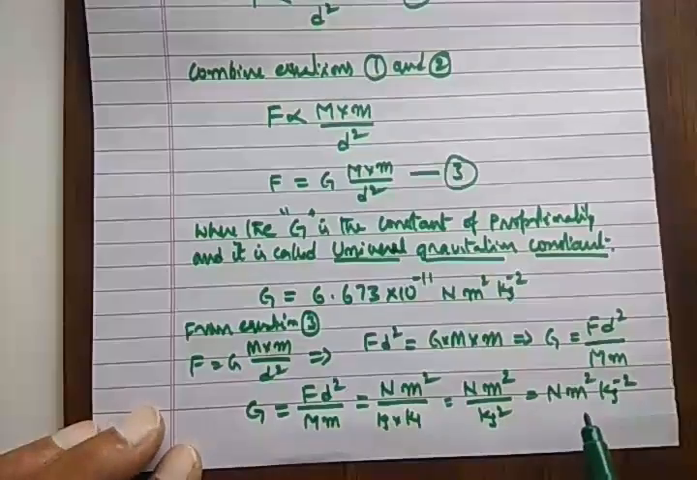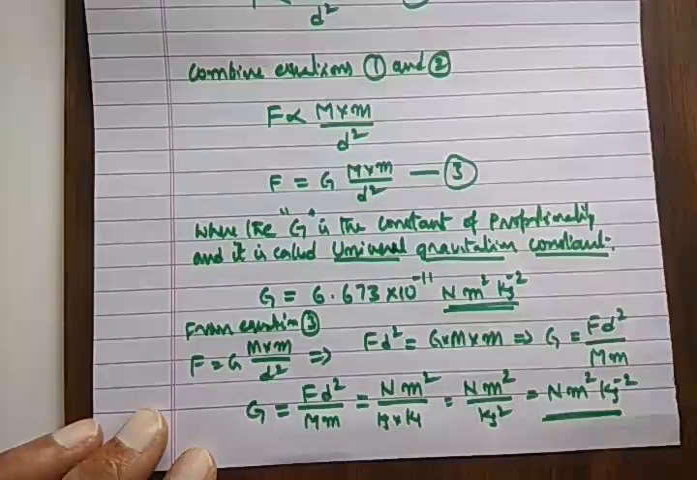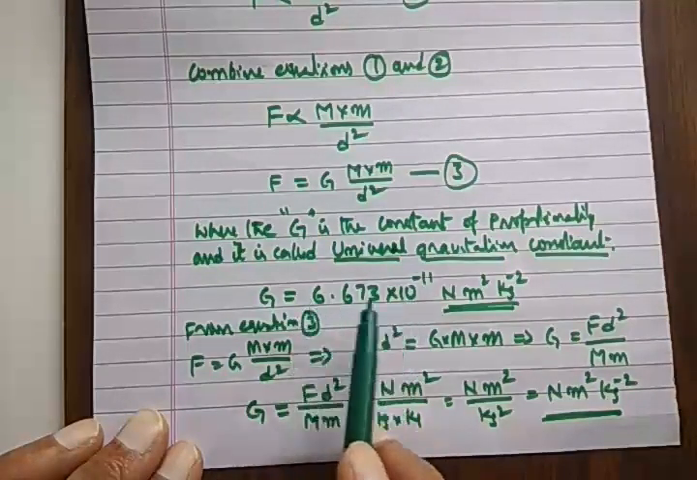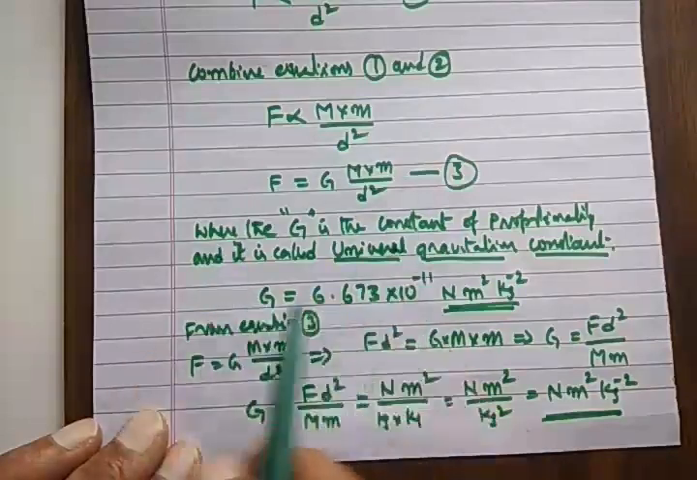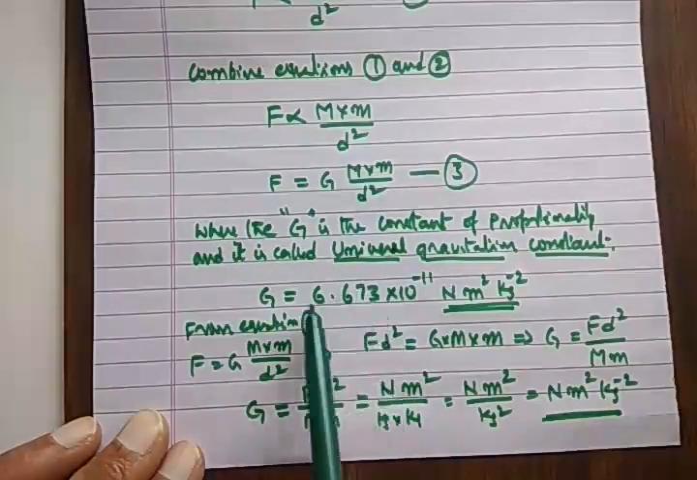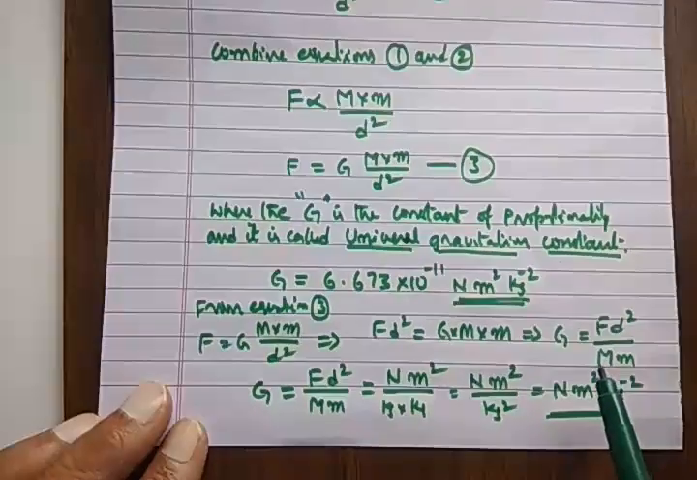So this is the unit of universal gravitation constant, and this is the value of universal gravitation constant. Whichever equation, whichever numerical you take, this value remains the same. That's why we call it a constant.